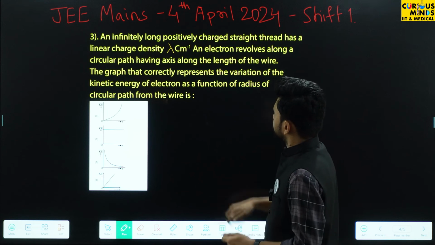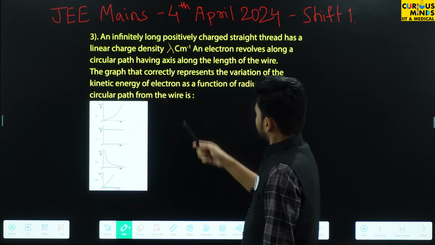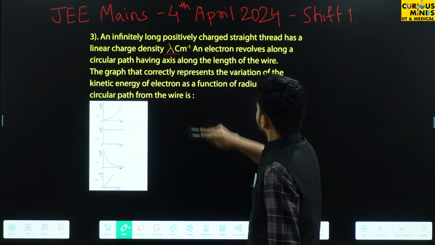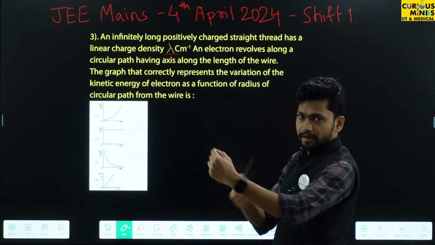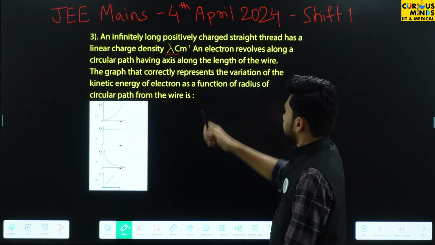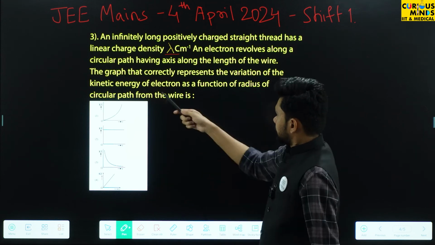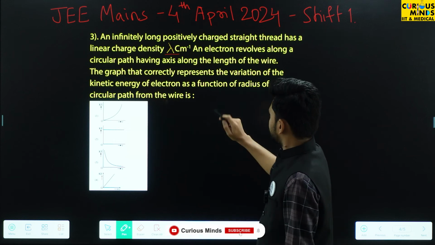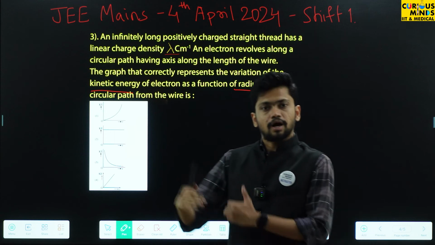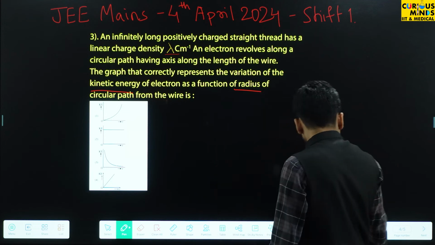They are saying that there is an infinitely long positively charged straight thread, which has linear charge density lambda. Now there is an electron that is revolving around that thread in a circular orbit, basically having its axis along the length of the wire. So if this is the wire, it is doing this. What they are asking is that we have to pick, among these, the graph that correctly represents the variation of its kinetic energy as a function of the radius. So how that kinetic energy changes as a function of radius, that is what we have to figure out. Okay, fine, let's do it.